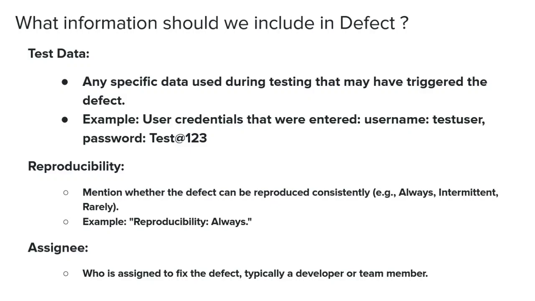Reproducibility. We should always mention whether the defect can be easily reproduced, if it is always reproducible, or if it's an intermittent issue. So intermittent or rare issues. Intermittent issues might happen only sometimes. We should always mention what the reproducibility of that issue is.